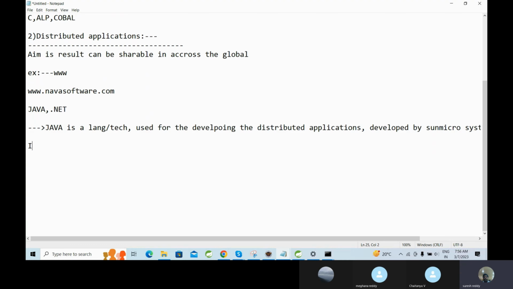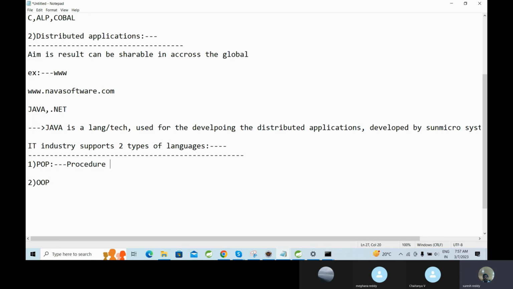Now the IT industry supports two types of languages also. First one is POP, next one is OOP. POP stands for procedure oriented programming languages.